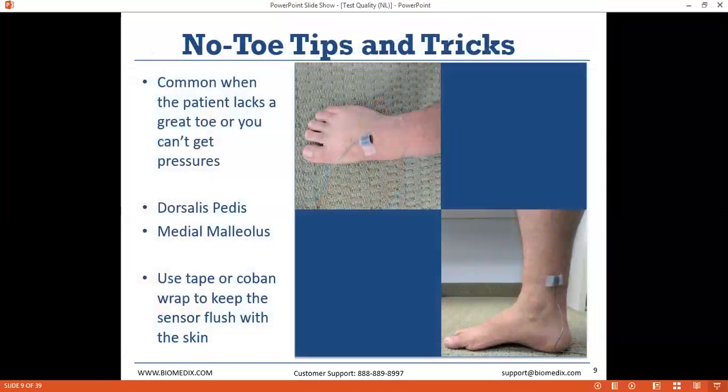If you're not able to get the pulse in the patient's toes for whatever reason, then there are two alternatives in order to take the pressure in the ankle.